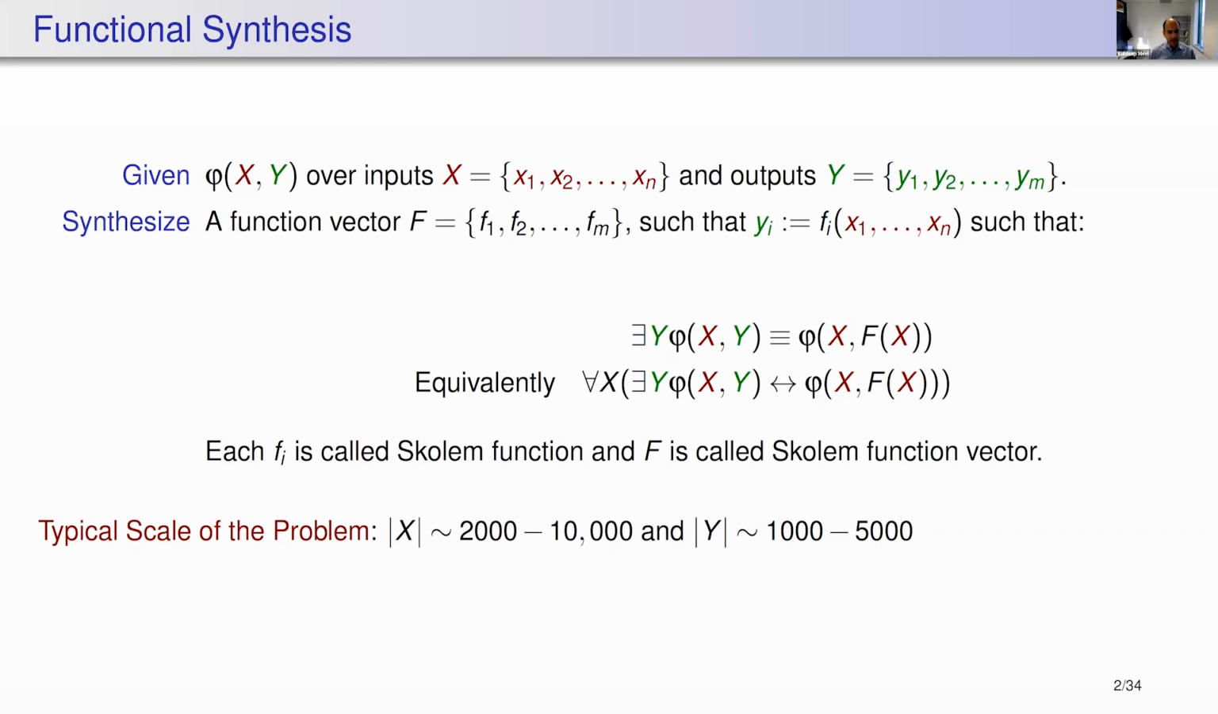Just to give an idea about the scale of the problem, the number of input variables is often in the range of 2,000 to 10,000. So you can see the possible space is very large, because that would be 2 to the 10,000. And again, the number of outputs we care about is between 1,000 to 5,000.